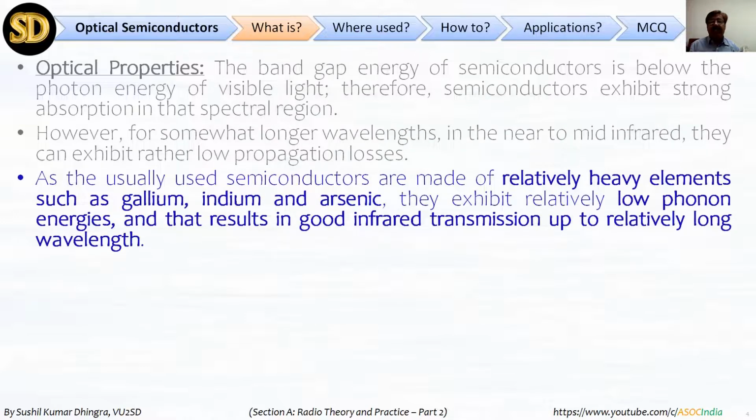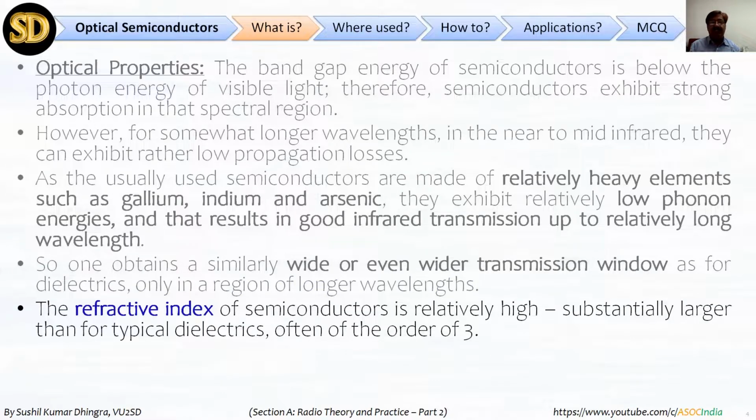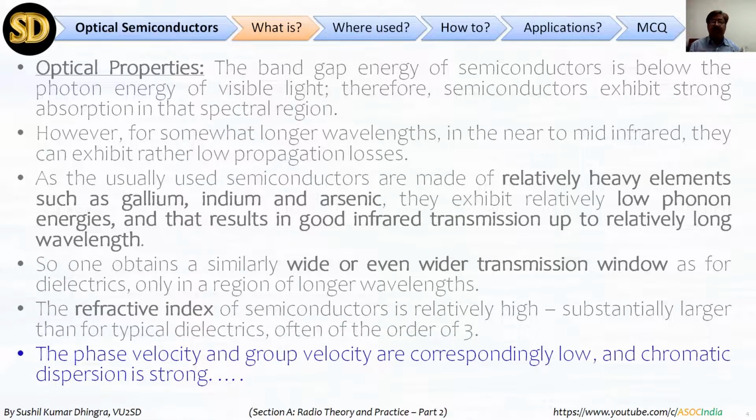Some are gallium, indium, arsenide. Already you have seen them in intrinsic semiconductors, and some nearby materials can also be used. They offer similarly wide or even wider transmission windows. As for dielectrics, only a region of longer wavelengths is used, and the refractive index of light is relatively high, larger than a typical dielectric, often of the order of 3. Not going into detail because this is not required in the ASOC exam, but engineering and BTech students know about it. The phase velocity and group velocity are correspondingly low, and chromatic dispersion is strong here.